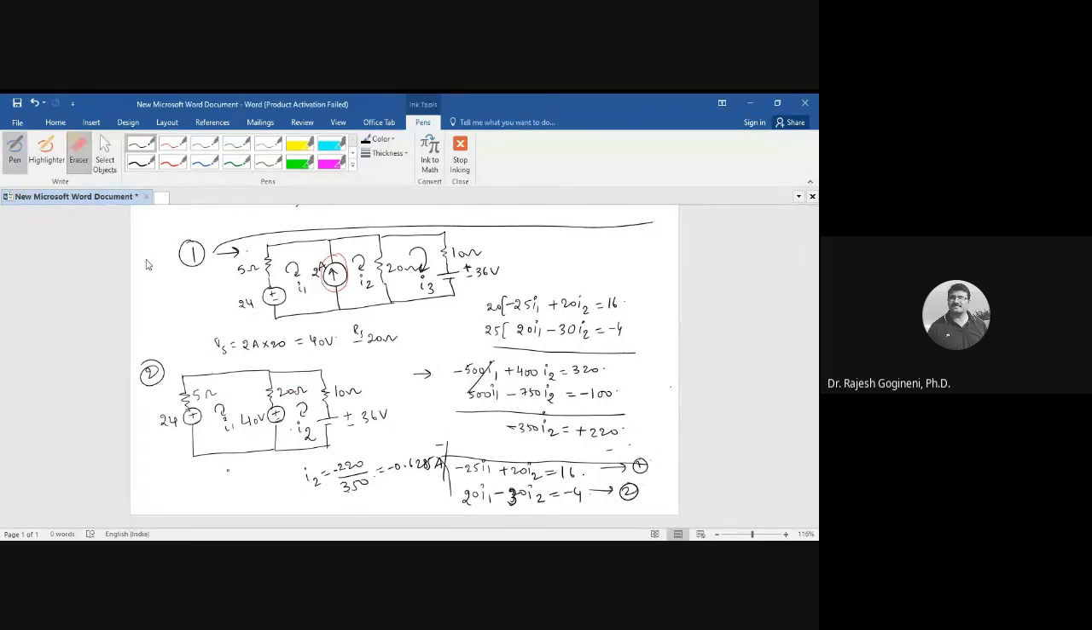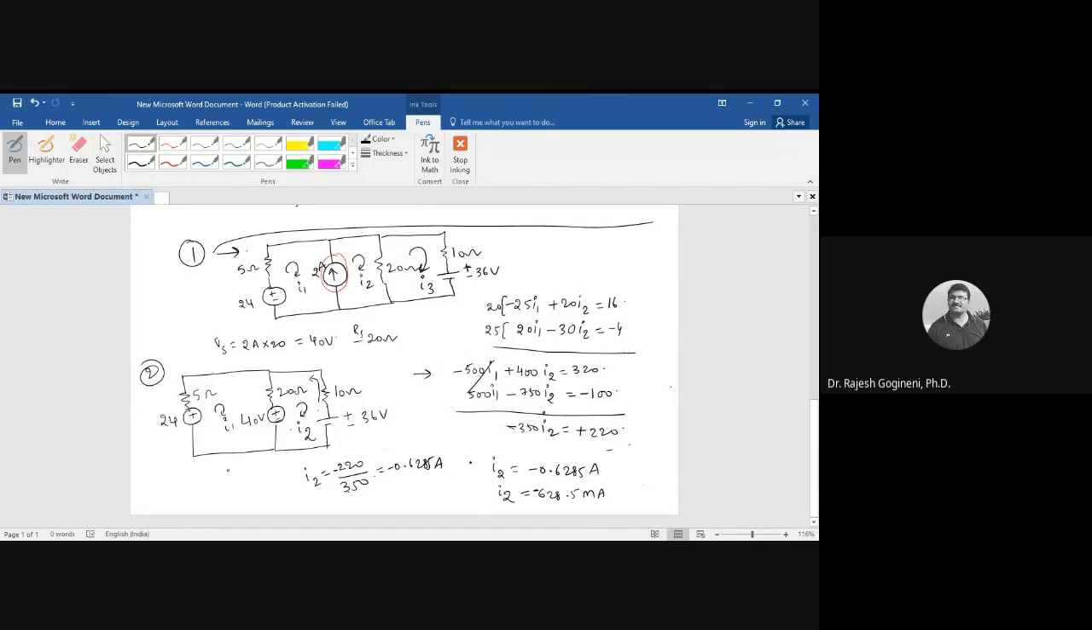Now you can find I1 in similar lines, but we need the current flowing through the 10 ohms only. So 10 ohms means I2 only. The current flowing through the 10 ohms is I2 only. So I2 is minus 0.6285 amperes. That means the assumed direction is clockwise, but the actual current flowing through the 10 ohms is in the opposite direction because we got a negative sign. So 628.5 milliamperes of current is flowing in the anti-clockwise direction in the second loop.